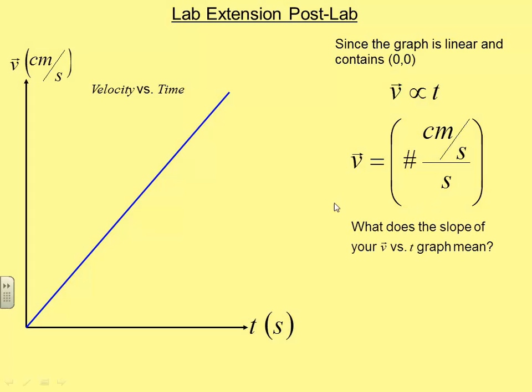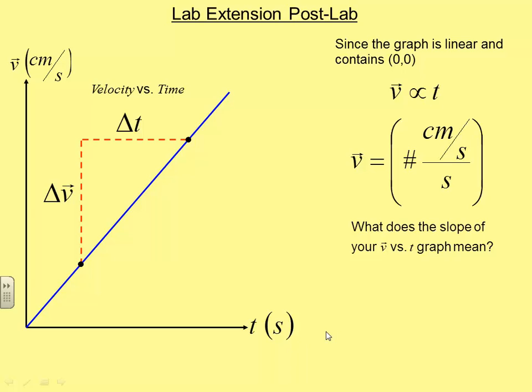How many points does it take to find a slope? 2. How do you find that slope? You do rise over run. Now, this is a graph of velocity versus time. So what does the rise tell you? The rise tells you, velocity axis, how much your velocity changes. And the run tells you how much your time changes. So the slope means how much your velocity changes every change in the time.